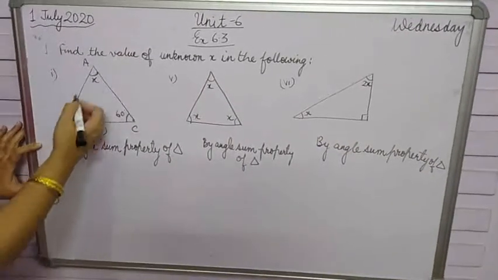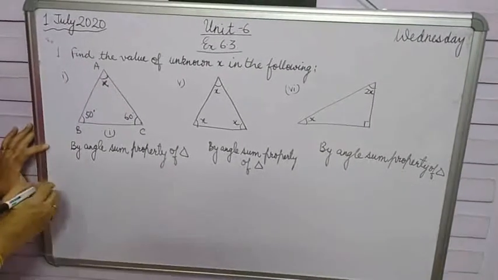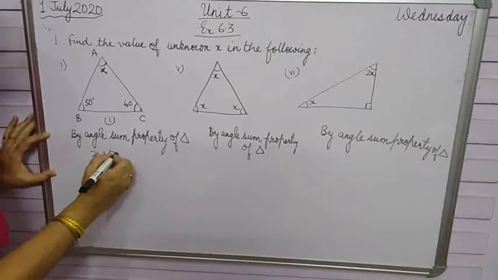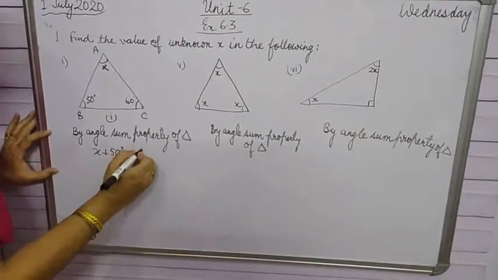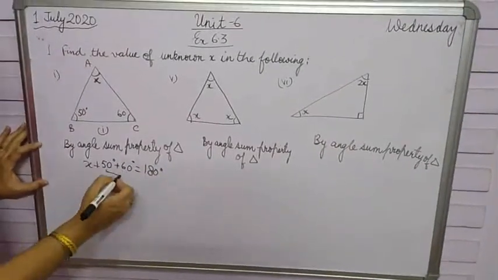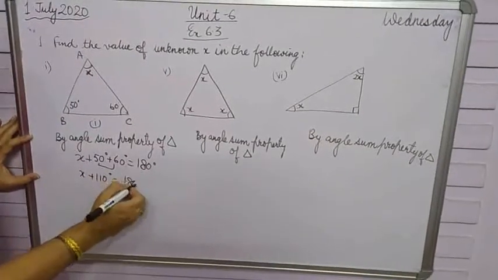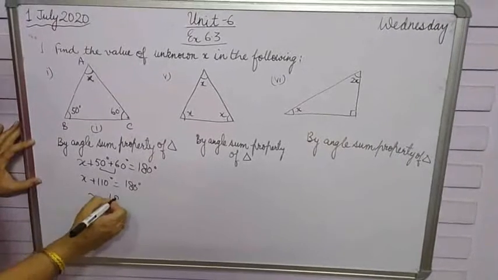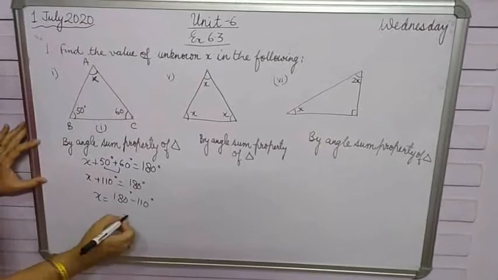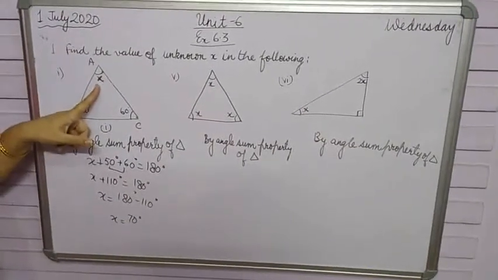So here in this first part we see that one of the angles is unknown and the other 2 measures are given. So by using the angle sum property, what does it say? That the sum of all 3 angles of a triangle is always equal to 180 degrees. Now these 2 can be added. So x plus 110 is equal to 180 degrees. So this 110 will go to that side and it will be subtracted. So x comes out to be 70 degrees. So the value of the unknown angle here is 70.